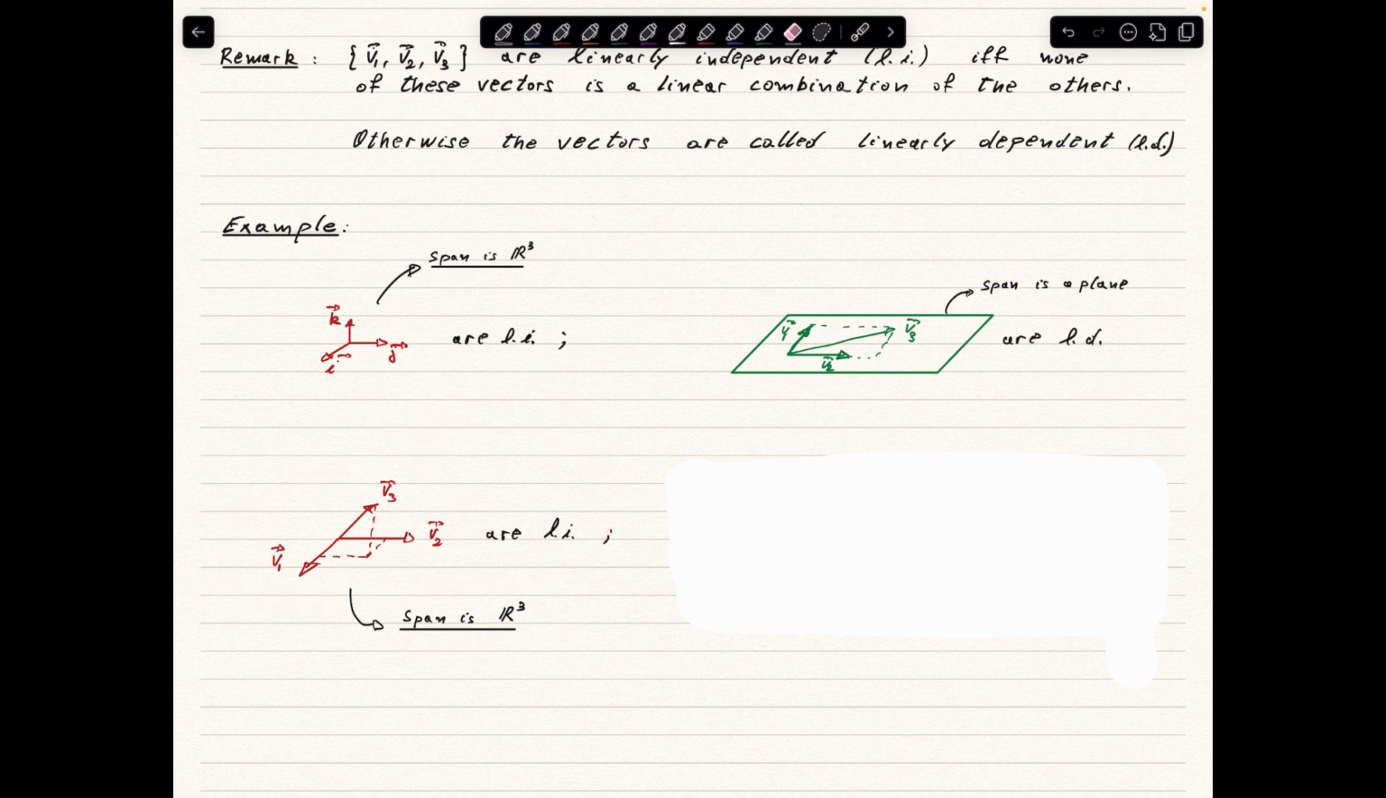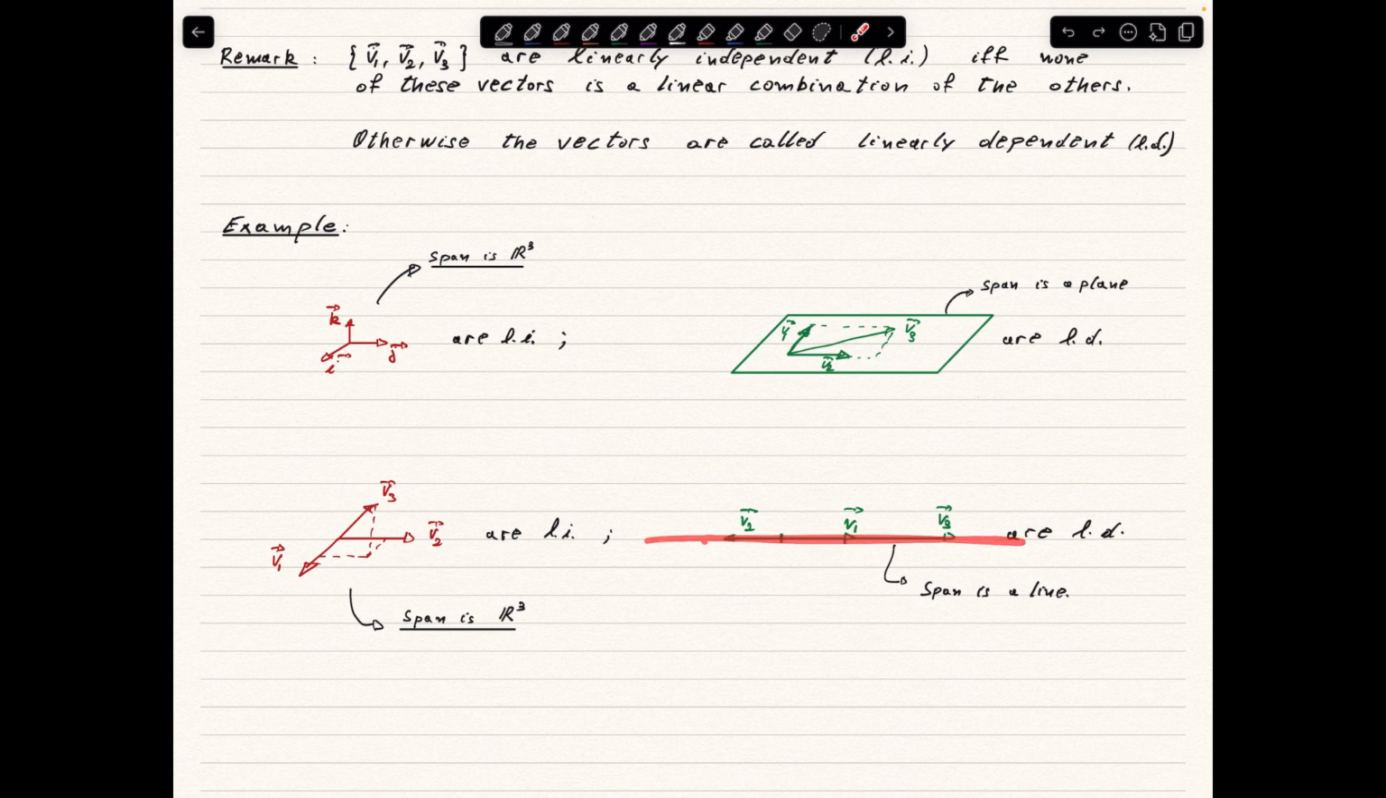Then we are going to say the vectors are linearly independent. There could be another case of linearly dependent vectors, when all 3 vectors align in the same direction. Then, well, this is another case of linearly dependent vectors.